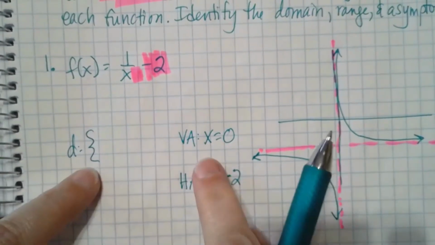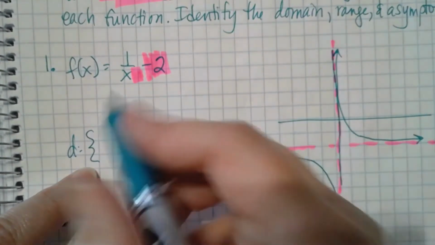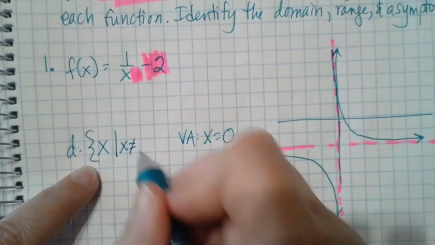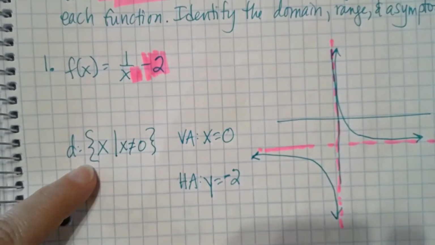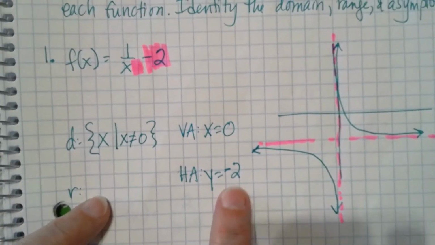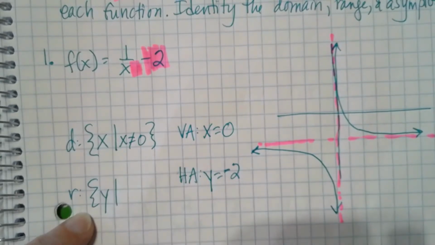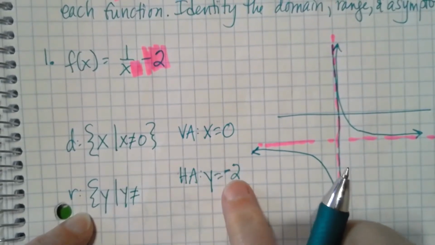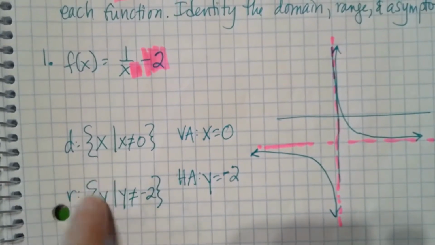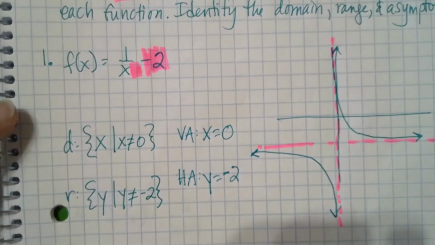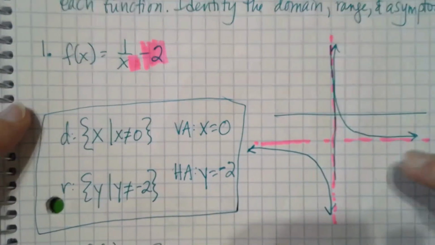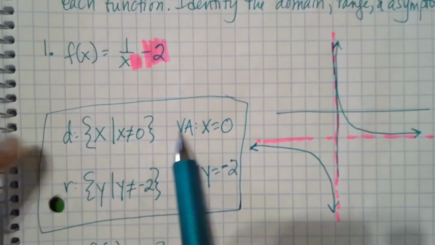The domain is going to be all x values from -infinity to +infinity. All real numbers except x can't be 0. The range comes from this horizontal asymptote. My range is all y values except y cannot equal -2. That's where the break is. These are the answers that we are looking for today: sketching a graph and then determining domain, range, and the asymptotes.